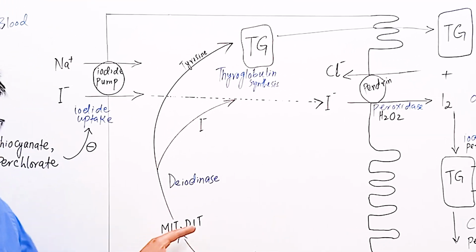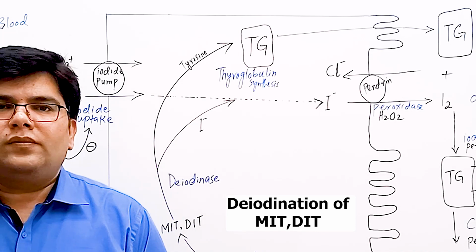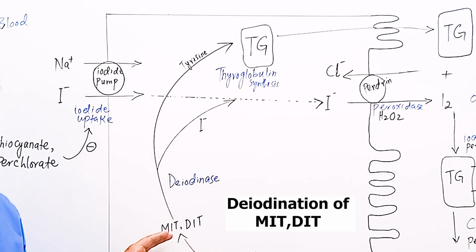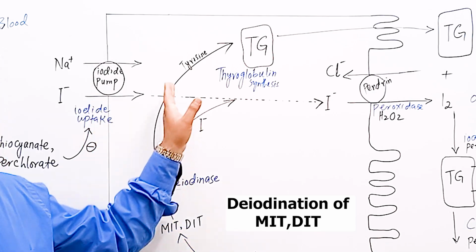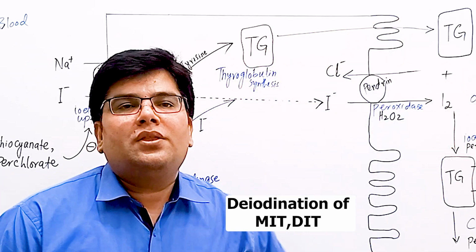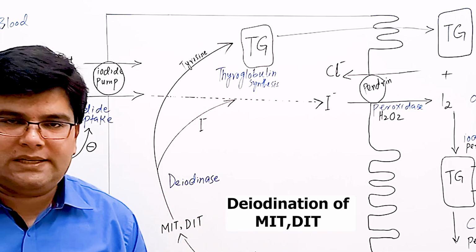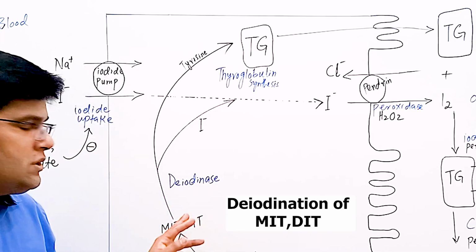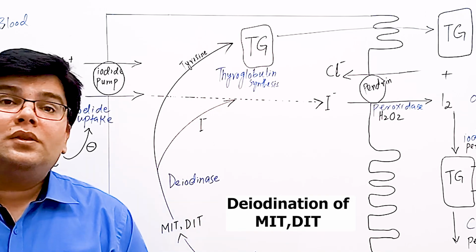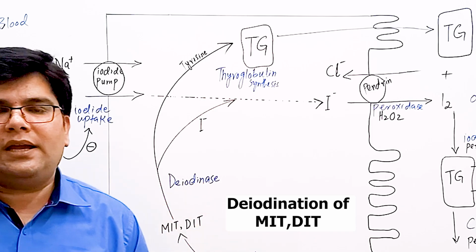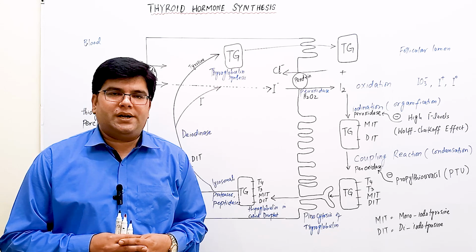Deiodination of MIT and DIT can be done by an enzyme which is called deiodinase. This iodide released from MIT and DIT is the second iodide pool and can be reused for the synthesis of thyroid hormones. In case of deficiency of deiodinase enzyme, we cannot reuse the iodide which is trapped within MIT and DIT. The deficiency of deiodinase enzyme will lead to the symptoms of iodide deficiency and hypothyroidism.